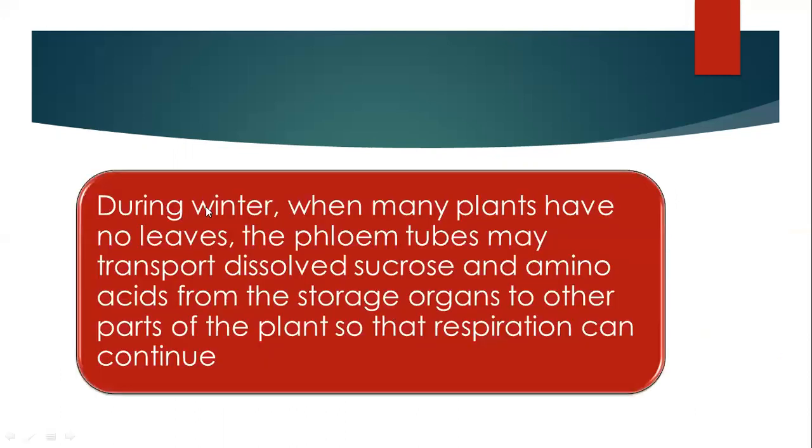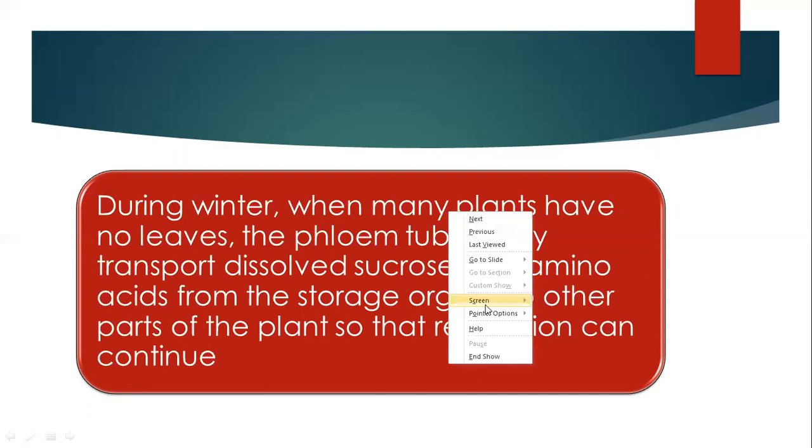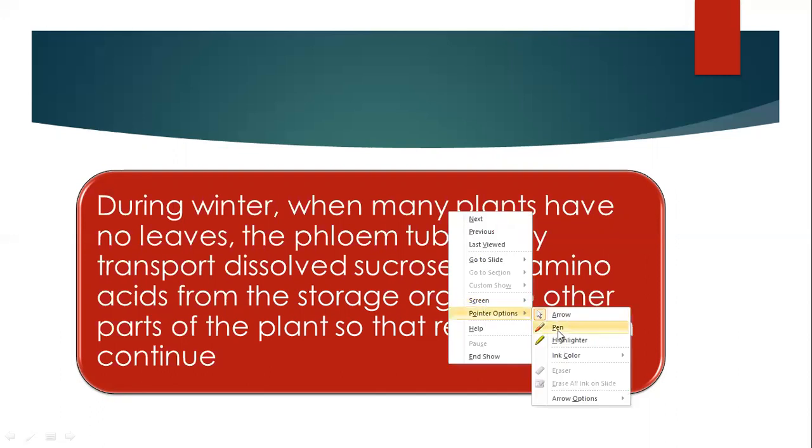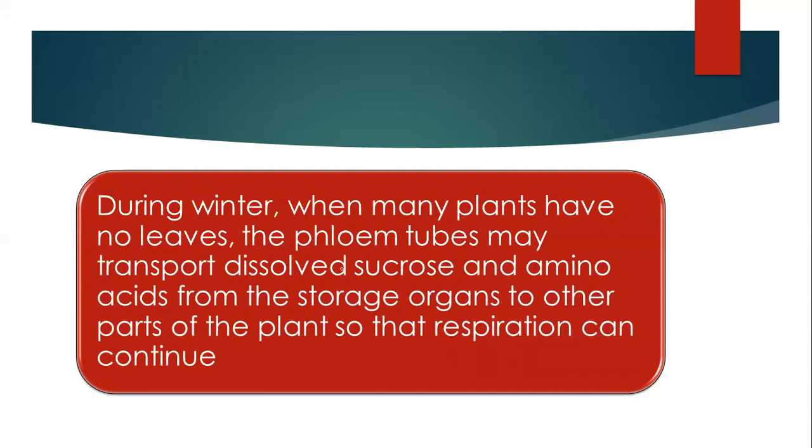We will understand this during winter. When many plants have no leaves, the phloem tubes may transport the dissolved sucrose and amino acids from the storage organ. As in winter there are no leaves, photosynthesis is less.